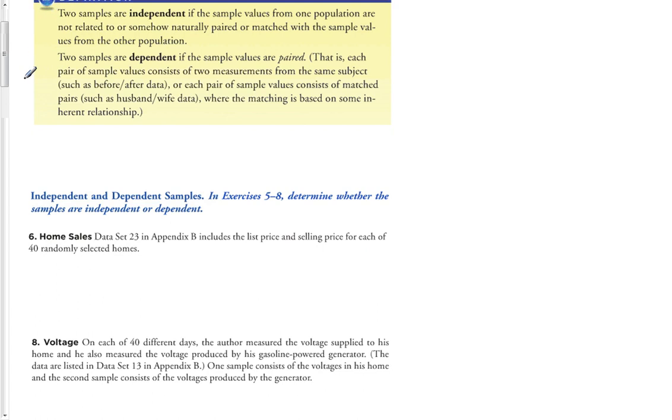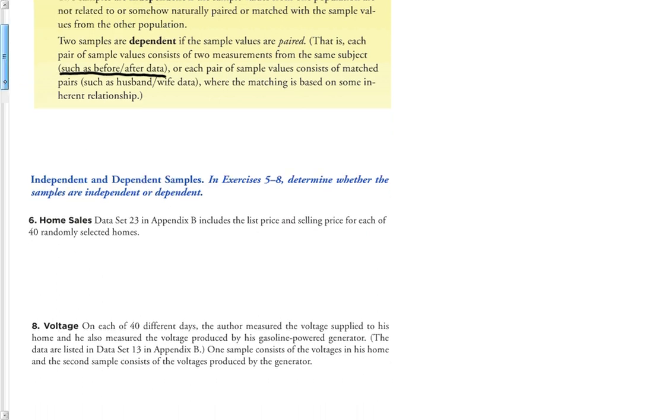Now, let's take a look at these examples, where we're asked to distinguish between independent and dependent samples. The first one, home sales. Data set 23 in Appendix B includes list prices and selling prices for each of 40 randomly selected homes. That's like before and after data. The list price is the price before you sell the house. The selling price is the price after you sell the house. These data are paired because we're talking about the same subject: 40 list prices and 40 selling prices, all for the same 40 randomly selected houses. So those data values are definitely paired in a natural way.